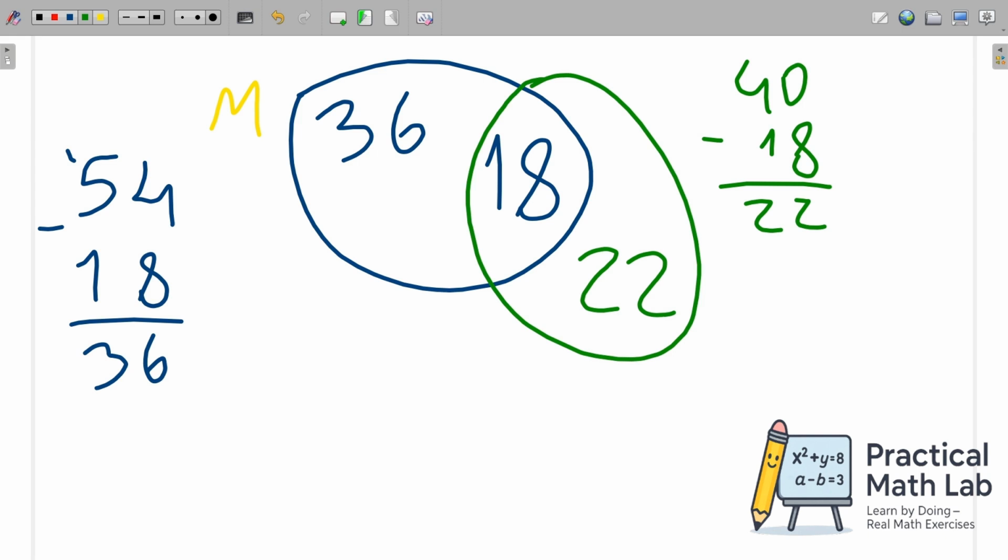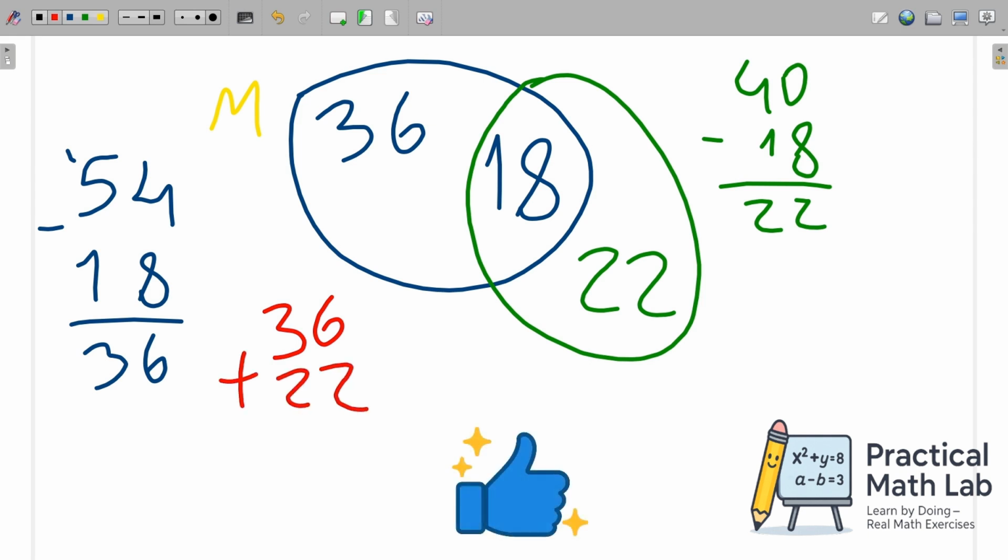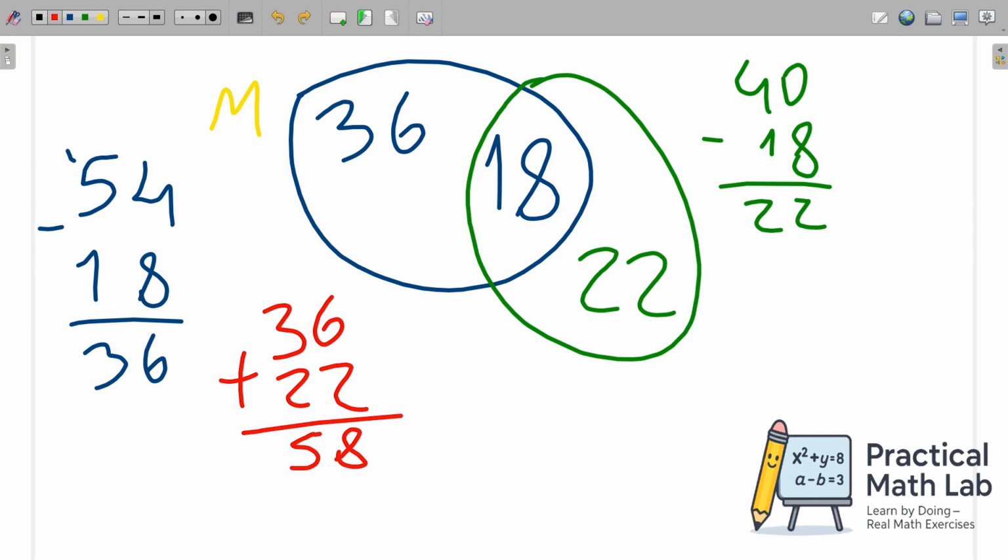Well, now to find out only those who participate in one, just add 36 plus 22. 6 plus 2 is 8. 3 plus 2 is 5. So the answer is 58 students who participate in only one club.